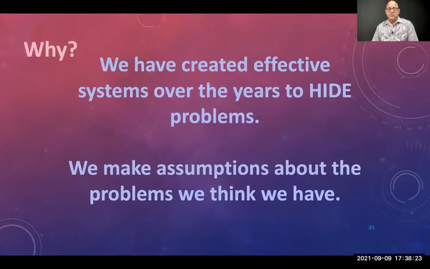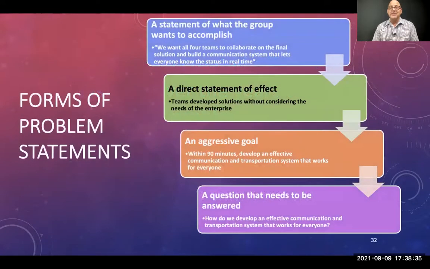Okay, so we've created these wonderful systems that hide problems over the years, and people are infinitely creative about hiding problems. We also make assumptions about the problems we think we have. So that's why we focus on saying what you see. But a good problem statement comes in one of these 4 forms. The first is a statement of what the group wants to accomplish. So here's an example. We want all 4 teams to collaborate on the final solution and build a communication system that lets everyone know the status in real time.